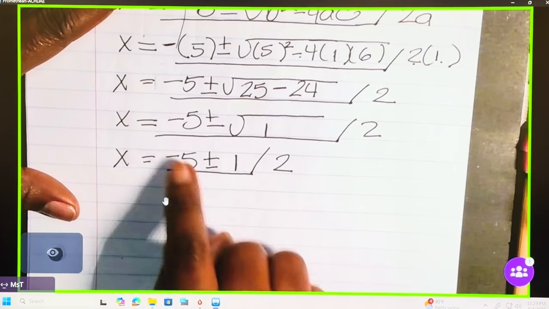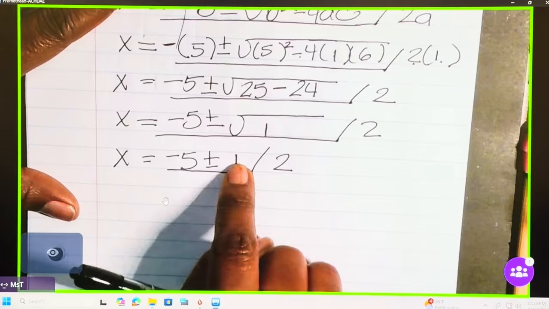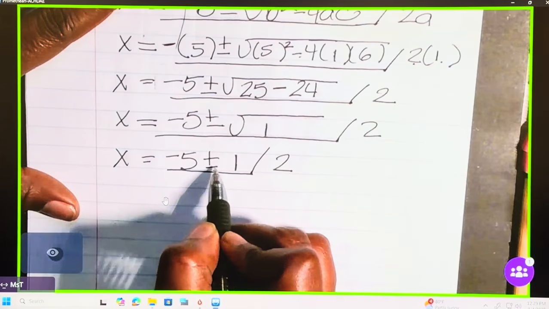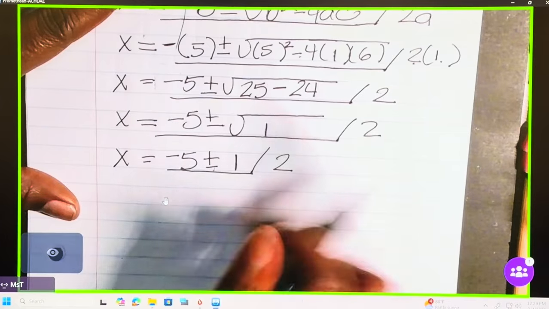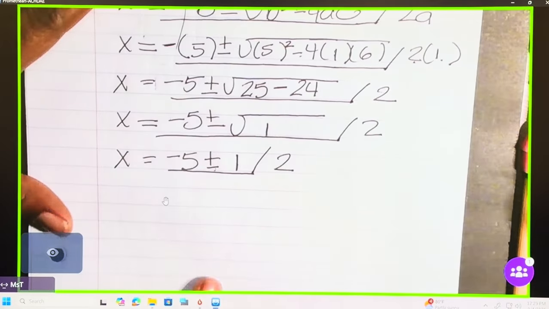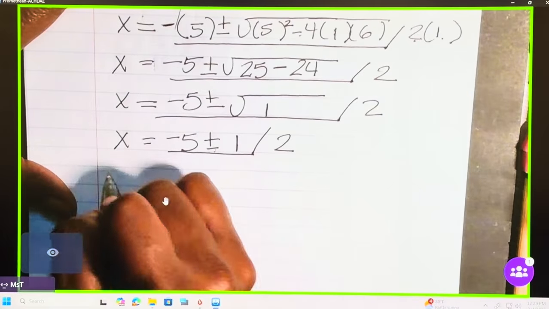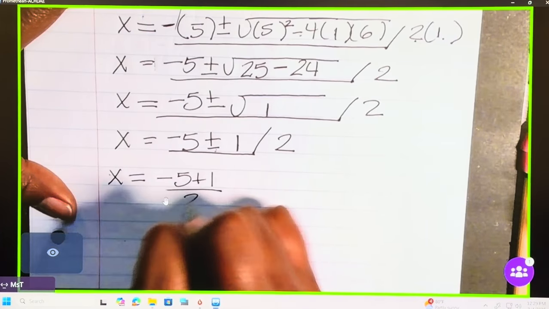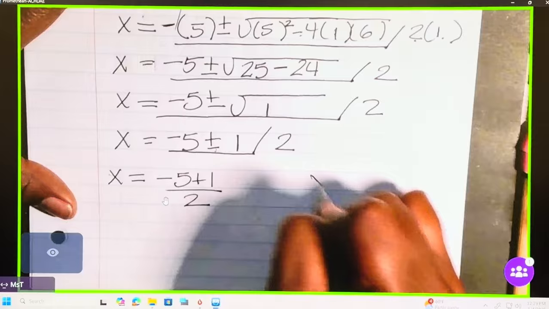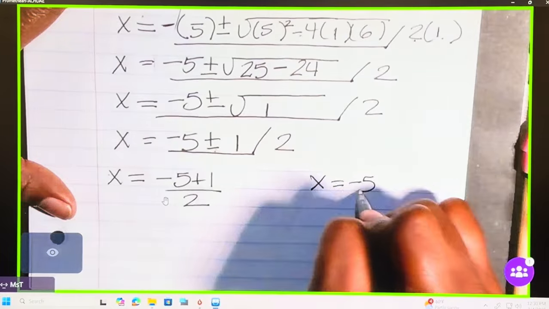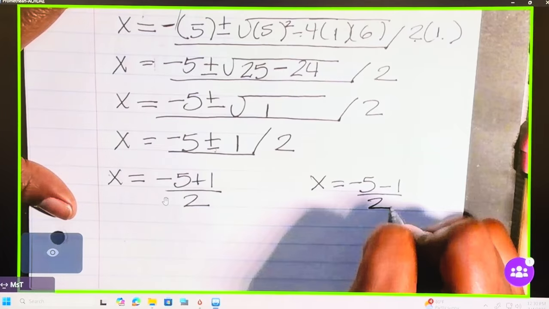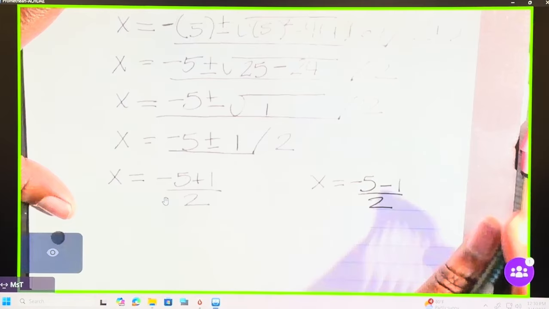This says negative 5 plus 1 over 2 and negative 5 minus 1 over 2. This is 2 different problems in one. So I'm going to write it just like that. I'm going to put x equals negative 5 plus 1 over 2. And then put x equals negative 5 what? Minus 1 over 2. Thank you. Now grab your calculators. Let's get these answers real quick.